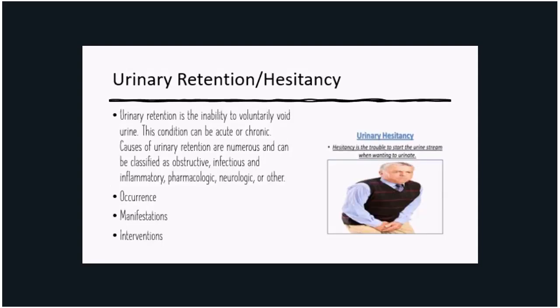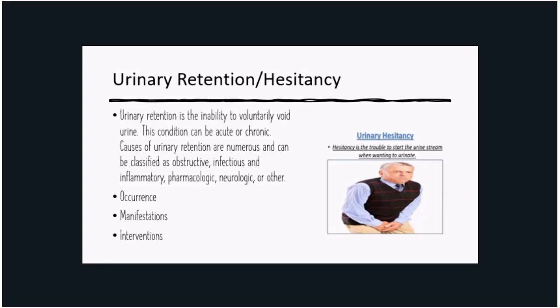Next, we'll talk about urinary retention and hesitancy. And so this is the inability of the patient to voluntarily void urine. So this condition can be acute or chronic, and the causes of urinary retention are numerous and can be classified as obstructive, infection, inflammatory, pharmacologic, neurologic, or maybe other. So in your post-operative patient, a lot of times it could be maybe due to obstruction, or it could be chemical or pharmacologic due to a response from the anesthesia.